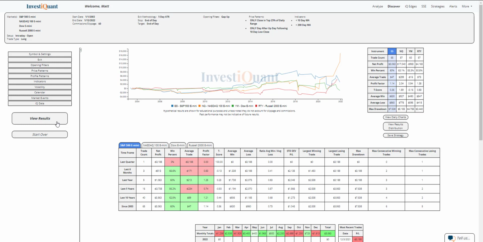But the win rates on these are at least mildly favored on a few of them, and the Russell being the one exception that is neutral. So a little bit more favored towards the long side here, with the S&P and NASDAQ being the strongest.